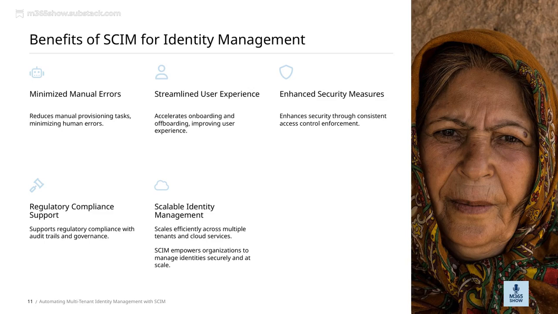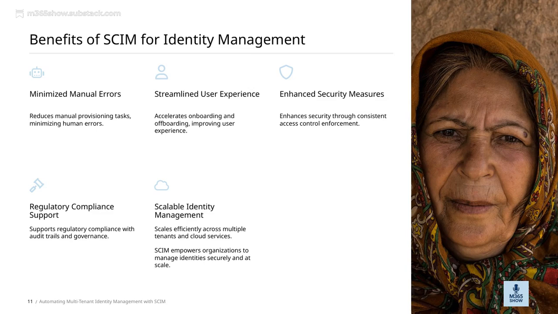Another important point is regulatory compliance. With SCIM, you get built-in support for audit trails and governance, which makes it easier to meet industry standards and legal requirements. This helps organizations stay compliant and avoid potential penalties. Security is also enhanced through the consistent enforcement of access controls. By using SCIM, organizations can ensure that security policies are uniformly applied, reducing vulnerabilities and strengthening overall security posture.